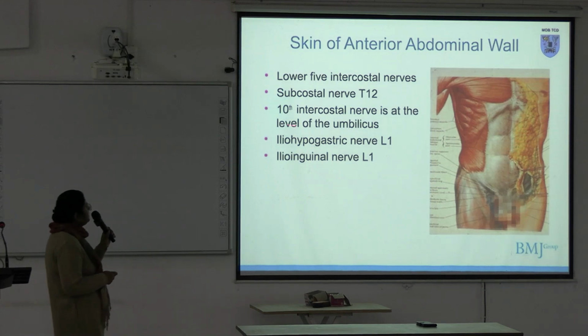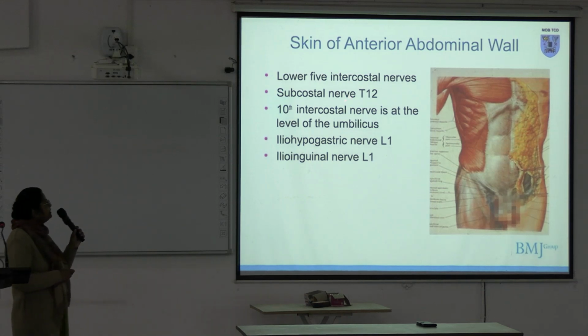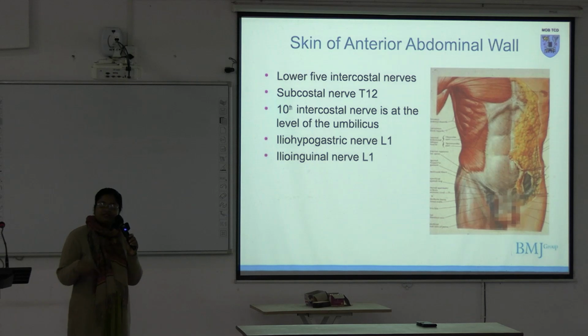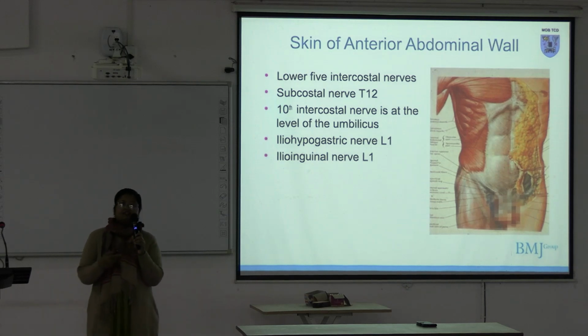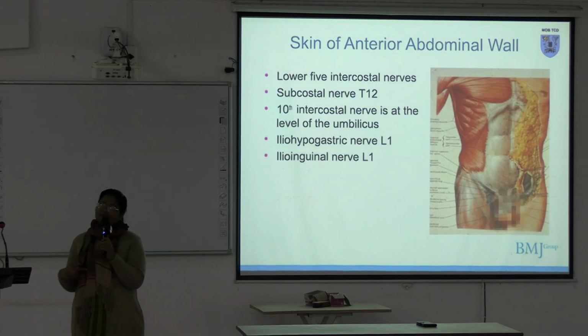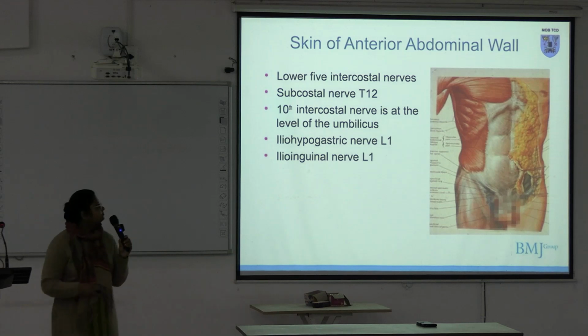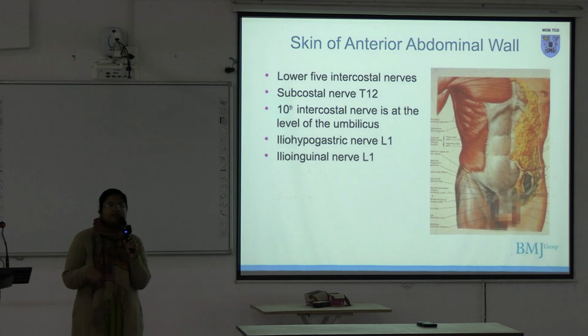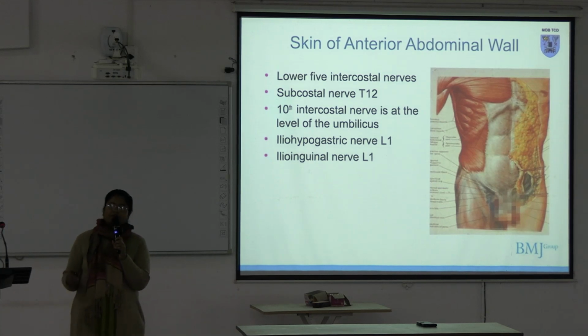The lower 5 intercostal nerves and the subcostal nerve, which is root value T12, supply the anterior abdominal wall muscles and also the skin. Dermatomes are present. Okay, the T10 dermatome lies near the umbilicus. That's why in appendicular infection, pain is referred towards the umbilicus. Okay, because the visceral supply of the appendix comes from this T10. That is also important. Explain why referred pain goes towards the umbilicus in appendicular infection is a common question.